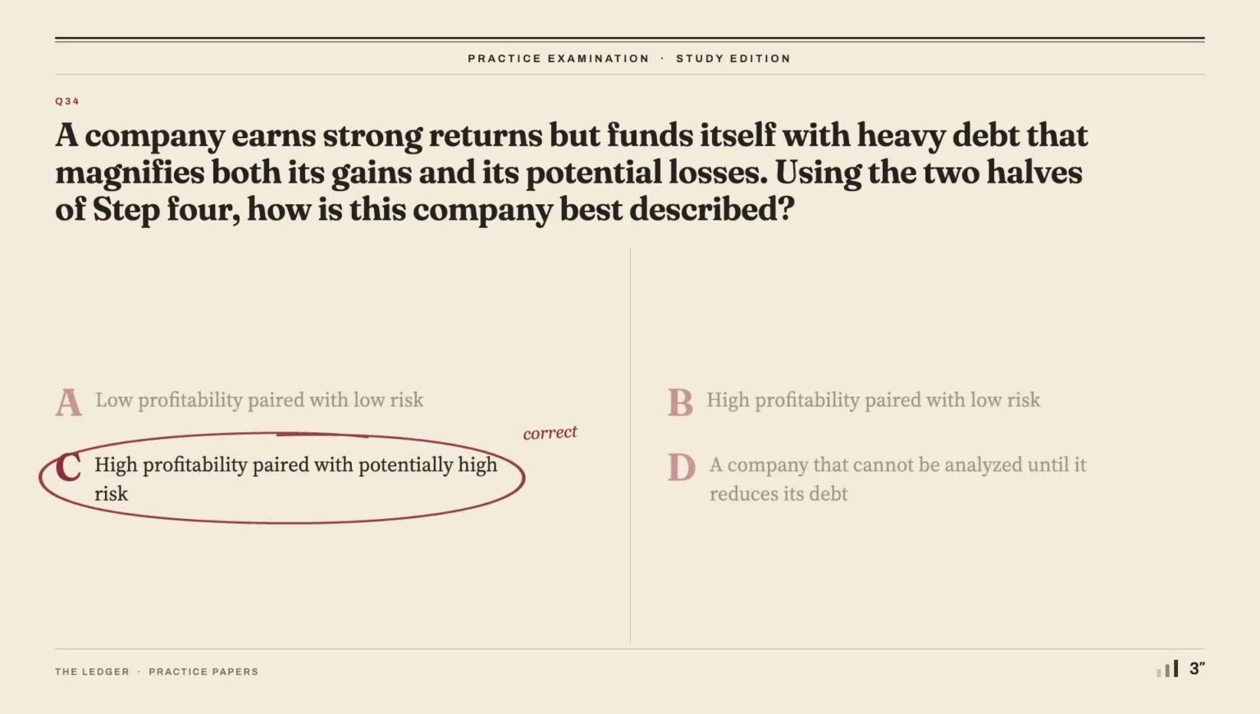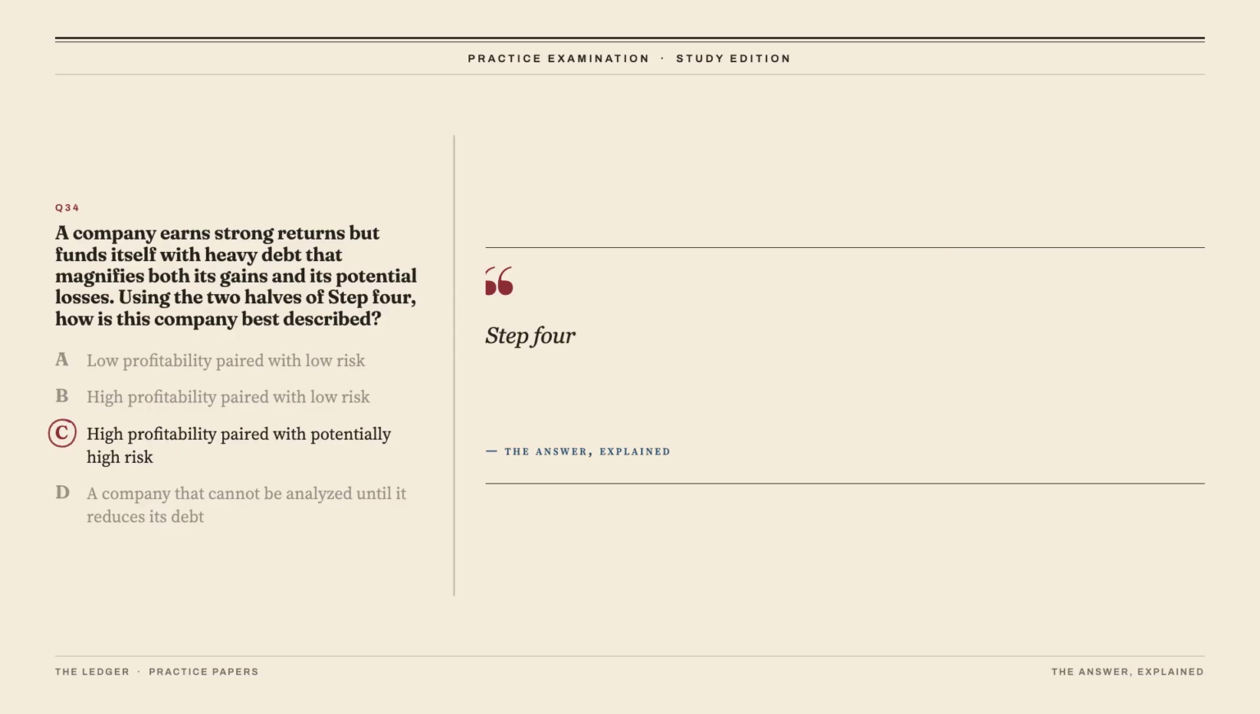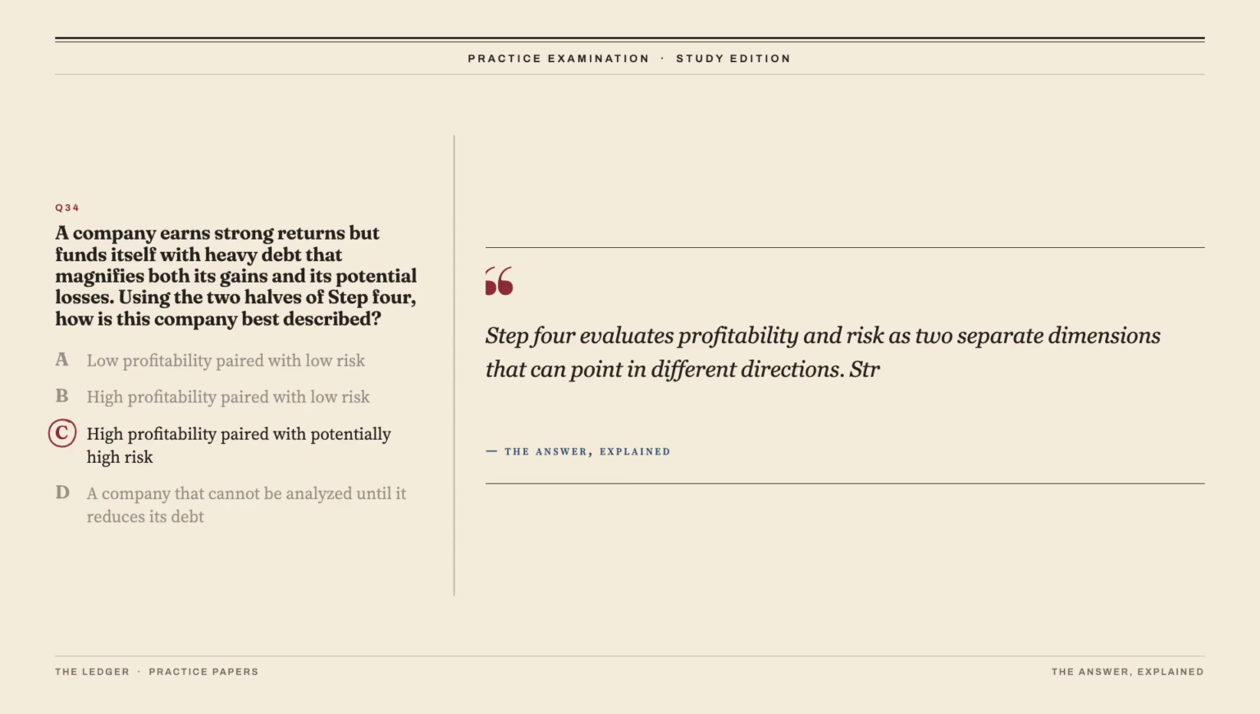The correct answer is C. High profitability paired with potentially high risk. C is correct because step 4 evaluates profitability and risk as two separate dimensions that can point in different directions. Strong returns indicate high profitability, while heavy leverage that amplifies gains and losses indicates elevated risk. So the fair description is profitable but potentially risky.